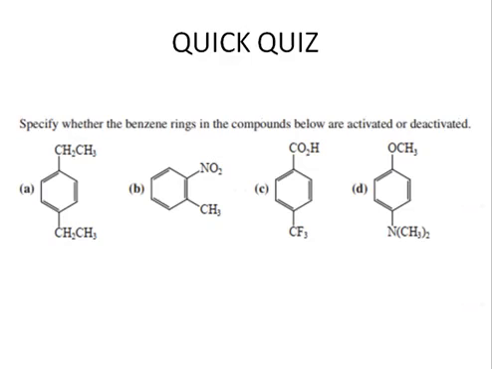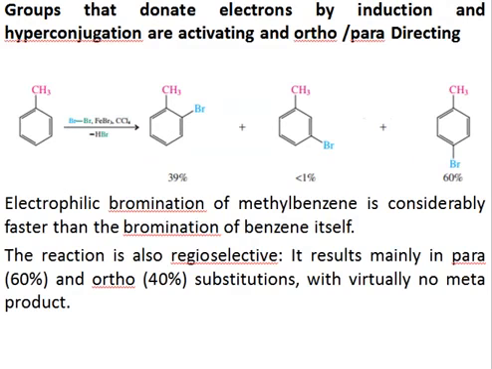Okay, so here's a quick quiz for you. I suppose that you will be able to answer that. You have to specify which of these rings is activated or deactivated, which of these groups is activating, and which of these benzenes is activated or deactivated for the aromatic substitution reaction, right? So that's a quiz, and you have to answer that quiz in your next lecture.